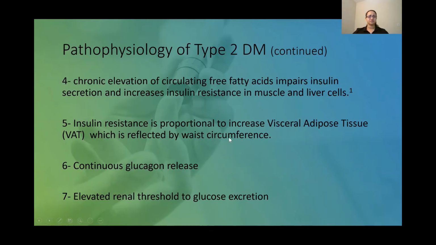The fourth mechanism is chronic elevation of circulating free fatty acids, which impairs insulin secretion and increases insulin resistance in muscle and liver cells. Now, in healthy individuals, lipolysis occurs during fasting to release free fatty acids from adipose tissue. The free fatty acids are released in the blood.